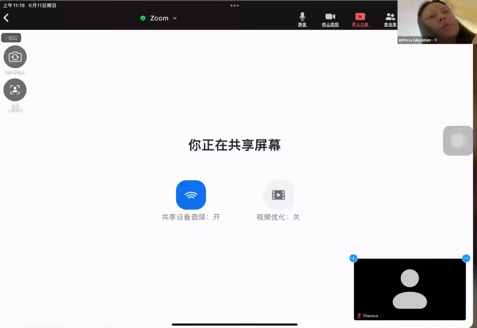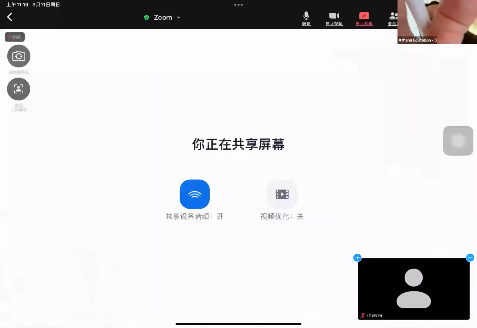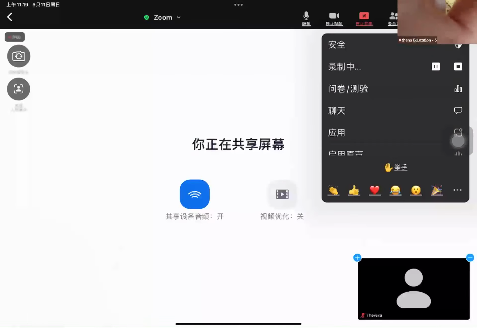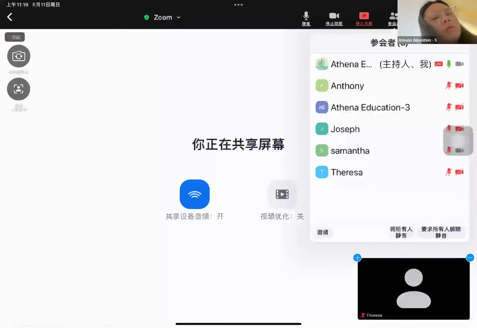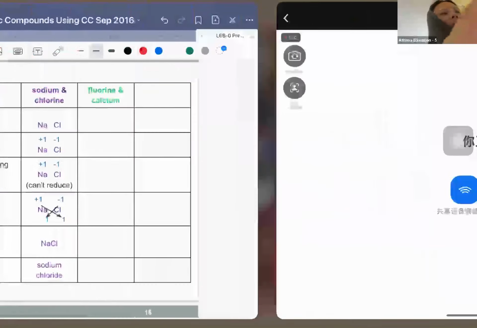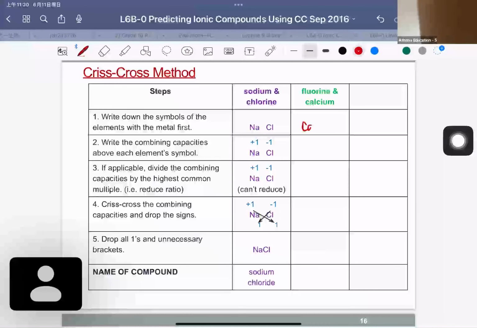Which one's the metal? Maybe, Teresa, maybe you can answer me which one is the metal here between calcium and fluoride. You can type the answers in the chat if you want. Okay. No answers? Right. So calcium is a metal, so we write calcium in the front and then fluoride at the back.